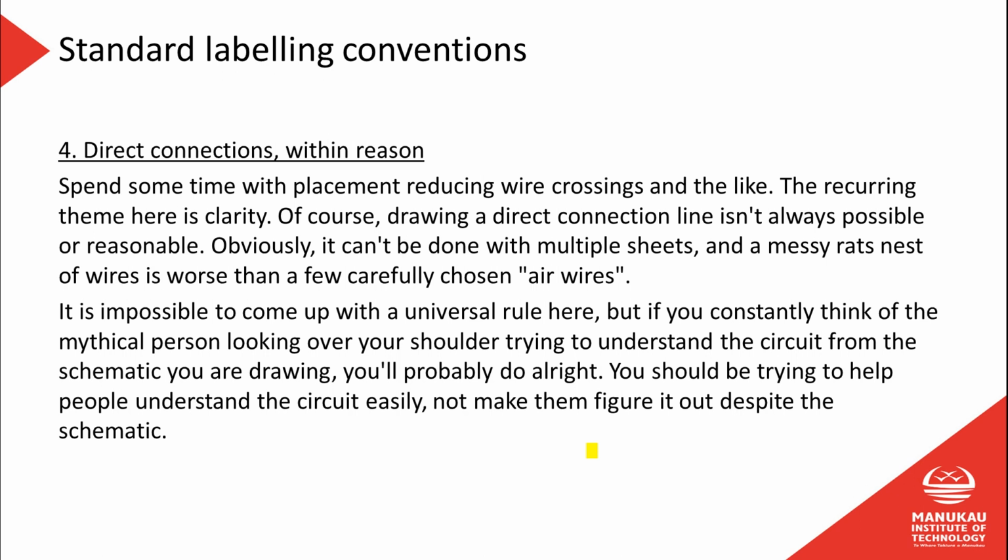Direct connections within reason. Spend some time with placement, reducing wire crossings. So that means that every time you draw a circuit diagram or some sort of electrical diagram, you're going to have times when wires that are not connected together in real life, the lines that represent them will cross each other in a drawing. Now there are ways that we write that to indicate two lines that are crossing that are joined and two lines that are crossing that are unjoined.